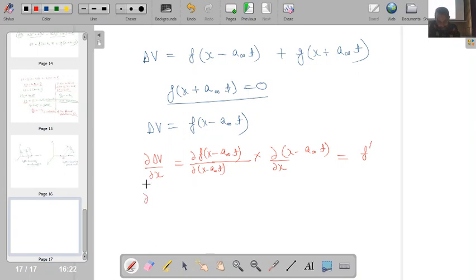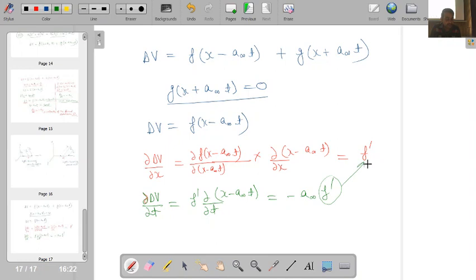Okay. On the other hand, if you differentiate delta v with time, then it will become f dash times del by del t of x minus a infinity t, which will be equal to minus a infinity into f dash. Now the value of f dash from this second equation I can substitute back in the previous one, and what I will get is del by del x of delta v equal to minus 1 by a infinity into del delta v by del t. Is this one clear? So from here I have got that del by del x of delta v equals minus 1 by a infinity del by del t of delta v.